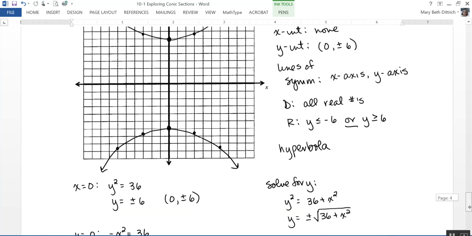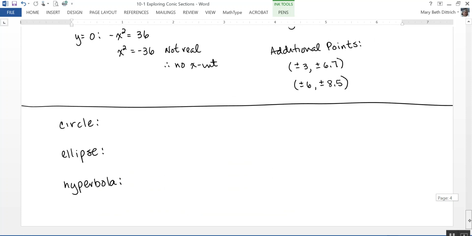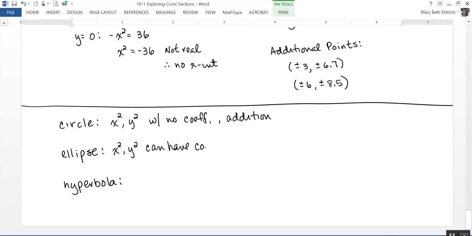So in this section, we took a look at some conic sections, 3 of the 4 conic sections: a circle, an ellipse, and a hyperbola. And just so that it's a little easier for you to recognize these, I want you to notice that the circle has an x squared and a y squared with no coefficients. And it has addition. The equation of an ellipse also has an x squared and a y squared, but it can have coefficients. In fact, at least one of them has to have a coefficient, and this also has addition between the two squared terms.